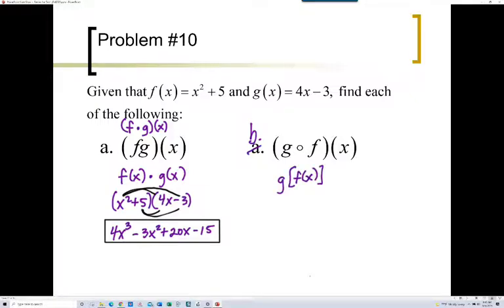In other words, f of x will now be the input for the g function. Well, what is f of x? X squared plus 5.